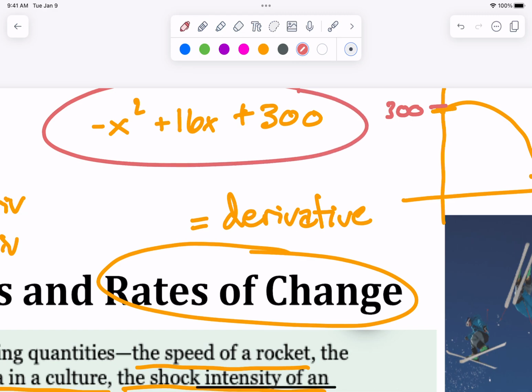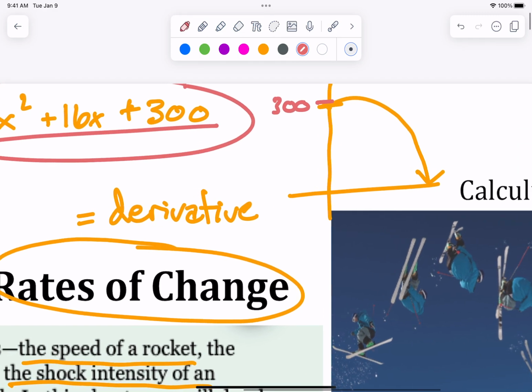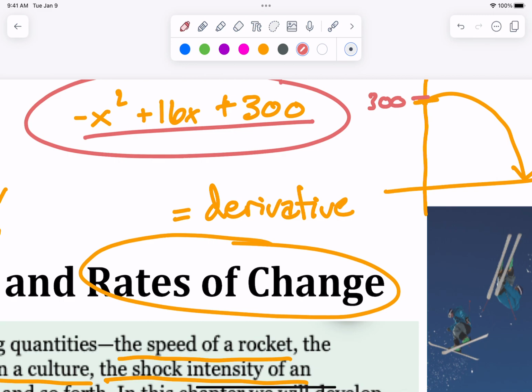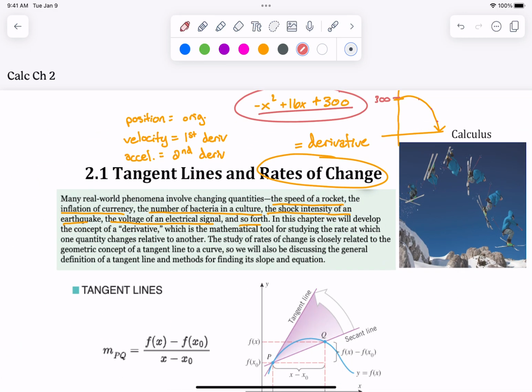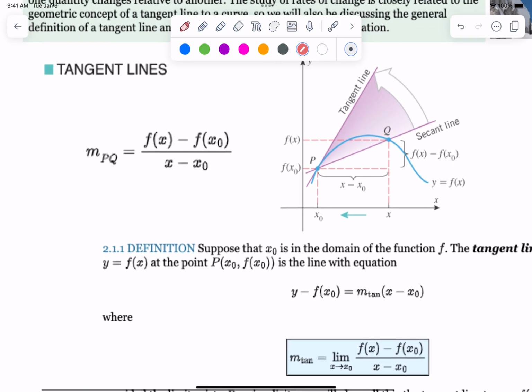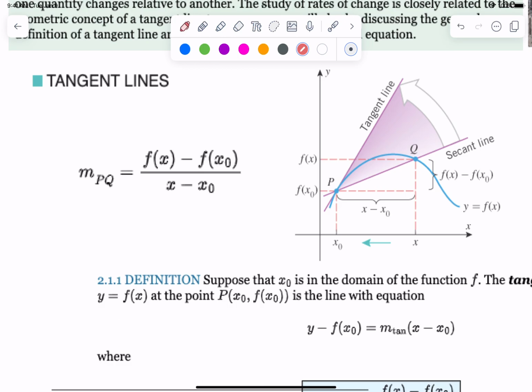What I can do is take the derivative of this, and it'll give me an equation, and I can find what the velocity is at any point in time. If I take the second derivative of that function, it will tell me what the acceleration is at any point in time. You'll be given an original equation that has to do with the position of whatever object we're talking about. Velocity is the first derivative, acceleration is the second derivative, okay?